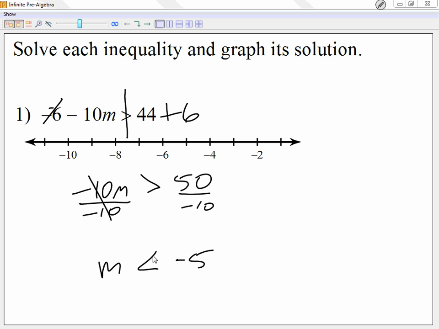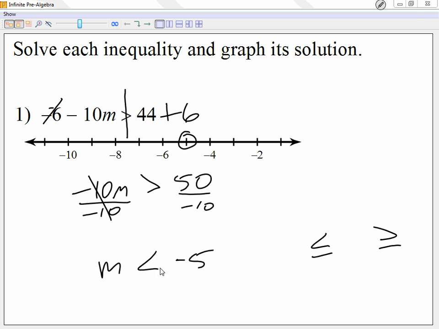Do you notice that I flip the sign? Every time we multiply or divide by a negative, which we divided by negative, we switch the sign. So my important number is negative 5. That's this number. I'm going to circle it. If it had the little line at the bottom, I'm talking about something like this or something like this, fill the circle. We call it a closed circle, like fill it in. If it has the line at the bottom, in our case it does not.